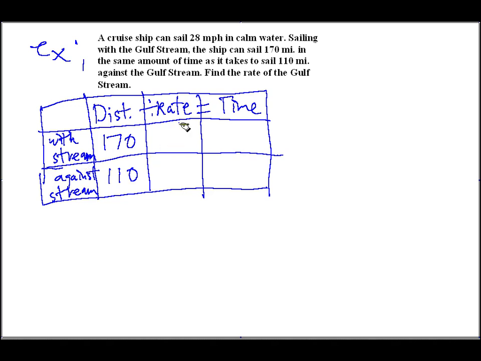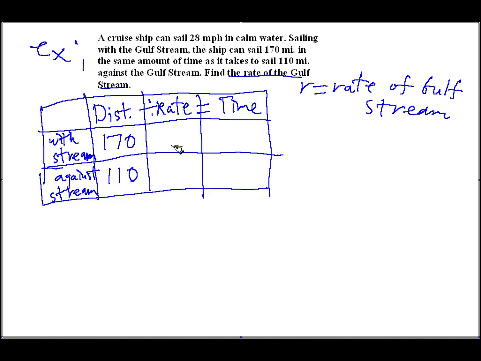All right? What is the rate then? Well, now it says again the ship can sail 28 miles per hour in calm water. All right? So therefore, the rate. Now it says find the rate of the Gulf Stream. So that's what I'm going to find out. Let's let that be R. Let R be the rate of the current, rate of Gulf Stream, which is the current.